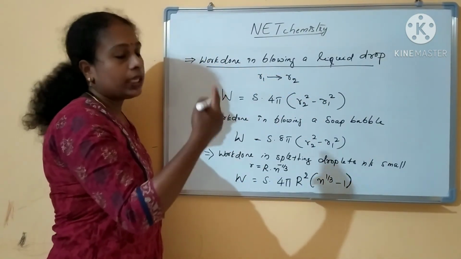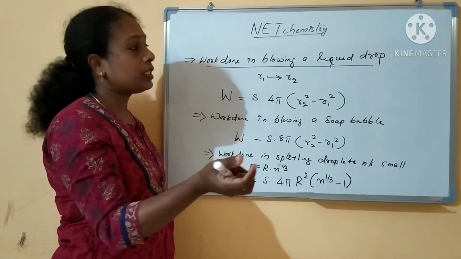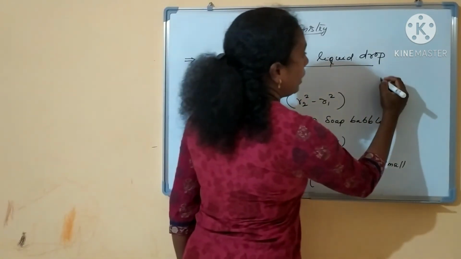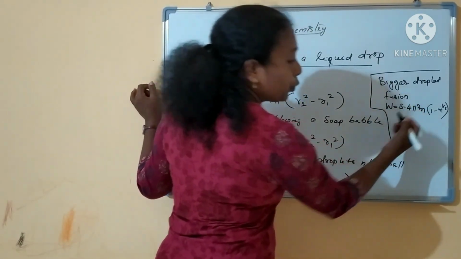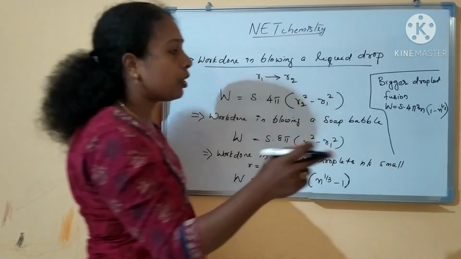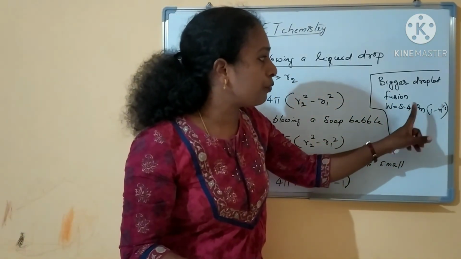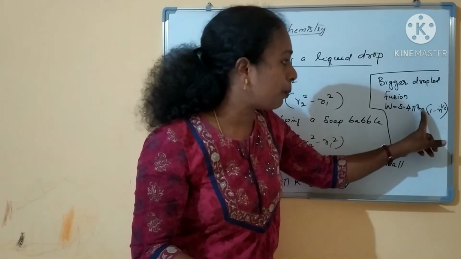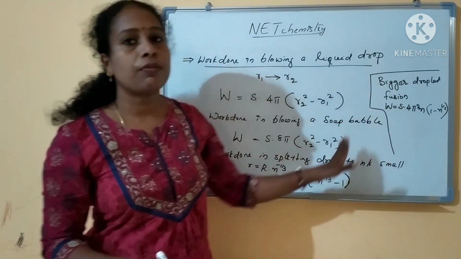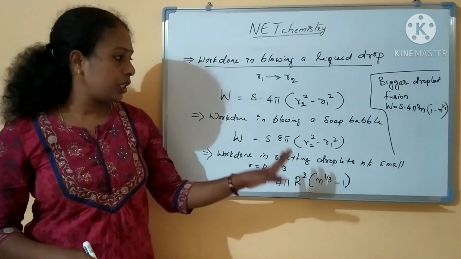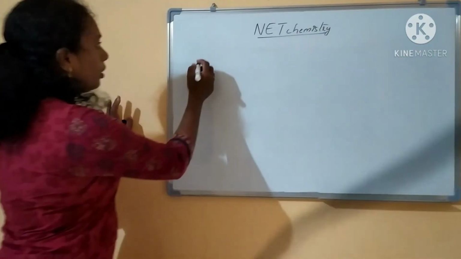Now we will see work done in combining smaller droplets into a bigger one. That I am writing here. Work done by the fusion. Work done for the fusion, where smaller droplets combine together to form a bigger drop, is surface tension into 4 pi R square n into 1 minus n raised to 1 by 3. These are all the surface tension equations. Which problem they are asking, accordingly you have to select the formula.